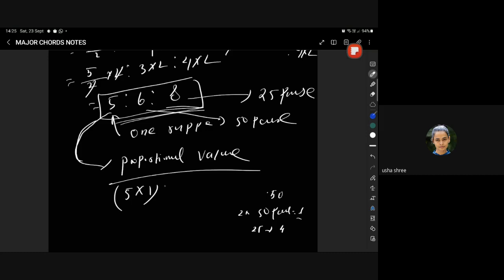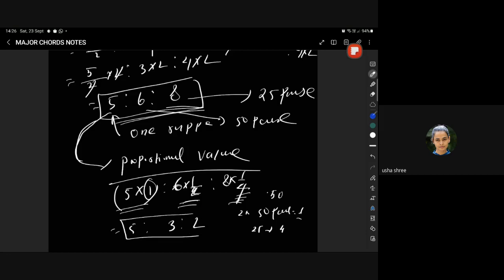So here what you have to do, this is the number of 50 paisa coins, 6, so you have to multiply it by a half, and this one you have to multiply by 1/4, because two 50 paisa coins make 1 rupee, and four 25 paisa coins make 1 rupee. So basically we are converting the numbers to rupees only. That's why you have to multiply it by 1/2 and 1/4. It will give you 5 is to 3 is to 2. So this is the final ratio.